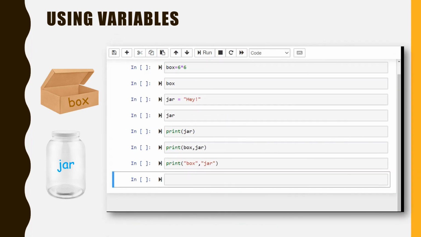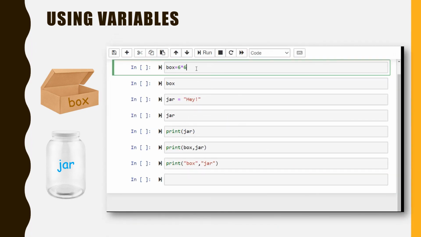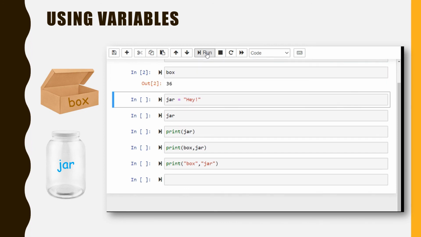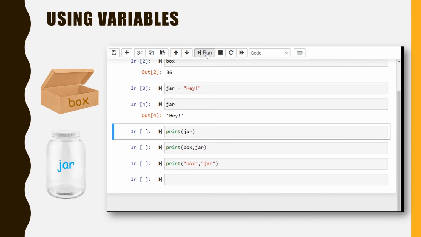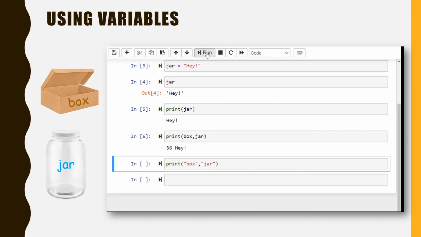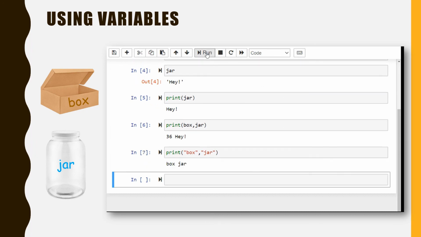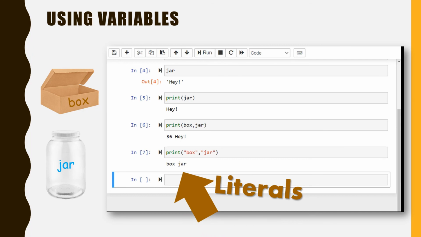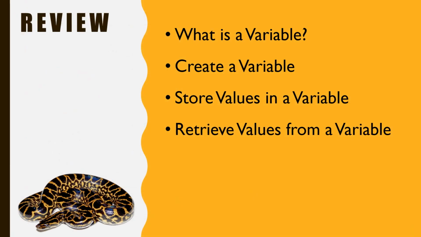Here you can just watch as I run them and you can see what the resulting output is. Notice that in the very last line, because I put the variable names in quotes, it treated them not as variables, but as something called literals, the opposite of variables. So this concludes our lesson 3 on variables.